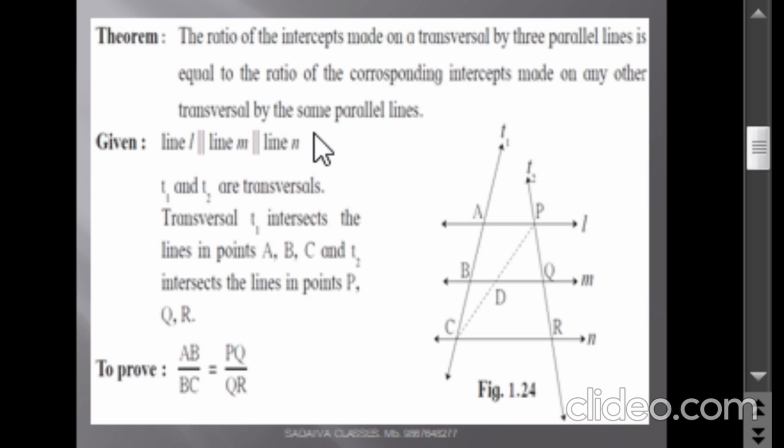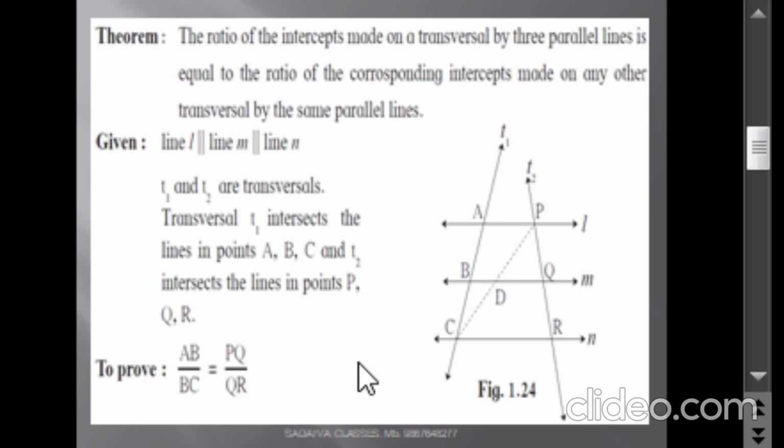Now, what the theorem says: the ratio of the intercepts made on a transversal by three parallel lines is equal to the ratio of corresponding intercepts made on any other transversal by the same parallel lines. So, what is given to you? Line L parallel to line M parallel to line N. These three lines are parallel to each other. Then T1 and T2 are transversals, and AB, BC, PQ, QR are your intercepts.